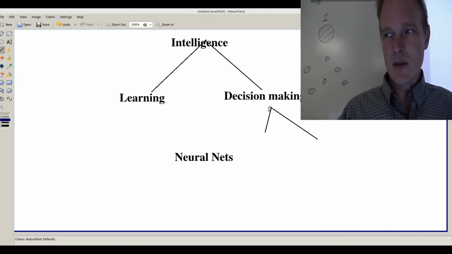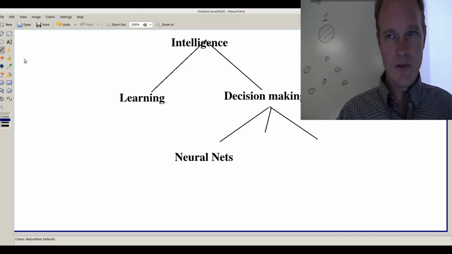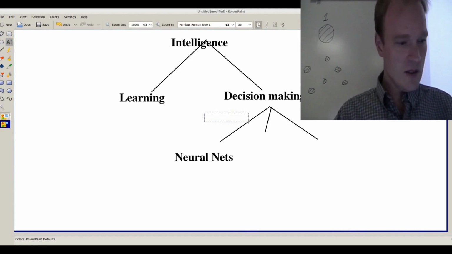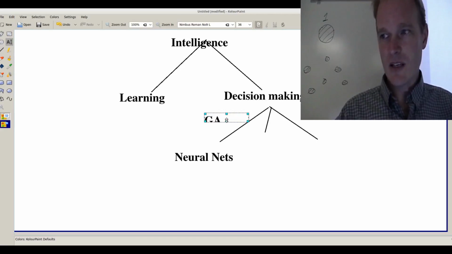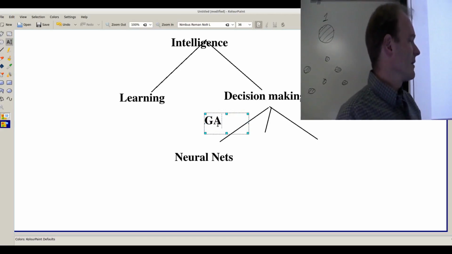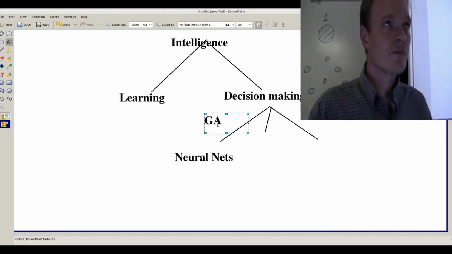I do have one assignment that uses a genetic algorithm to evolve a neural net. A genetic algorithm is an optimization technique which can substitute for backpropagation or gradient descent.